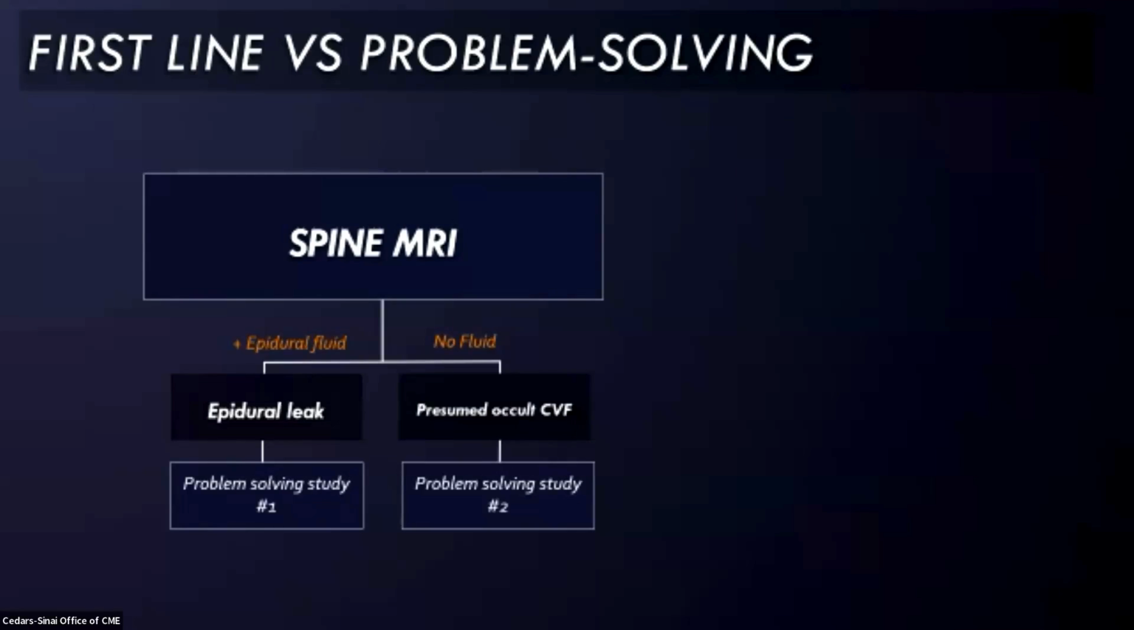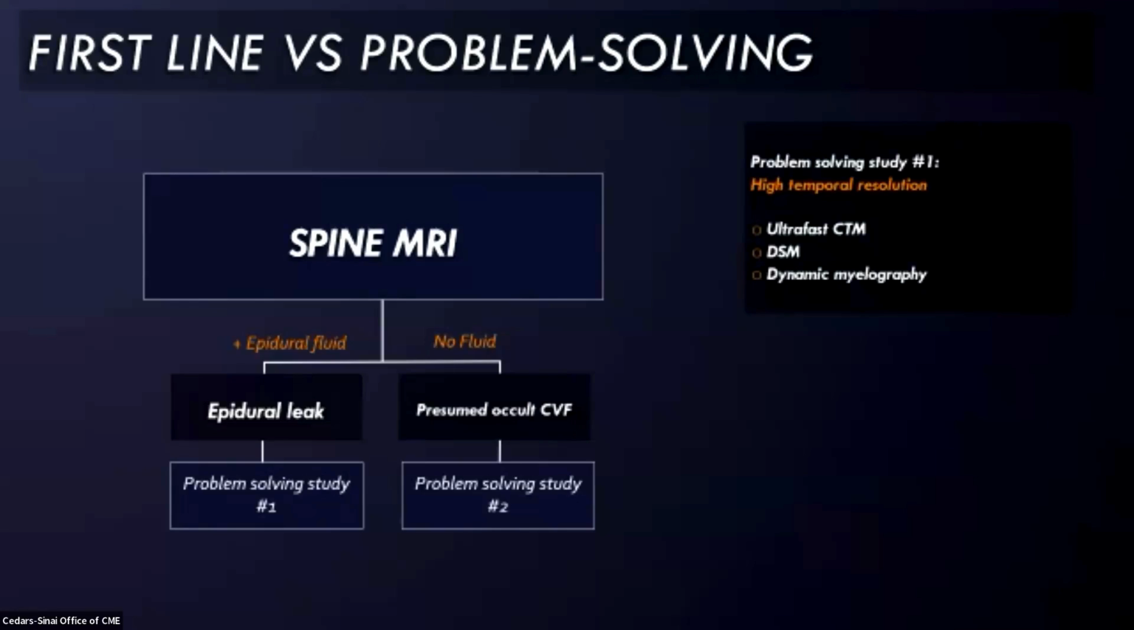But once you've done this spine MRI, you've only done part of the evaluation if you really want to get down to the exact cause of the leak. From there, you need a problem-solving study. For patients who have epidural fluid, you need a problem-solving study with high temporal resolution. That can include ultrafast CTM, which I'm going to talk about, or fluoroscopic evaluations like DSM and dynamic myelography, which I'm not going to talk about because Dr. Maya just gave a great talk on that.